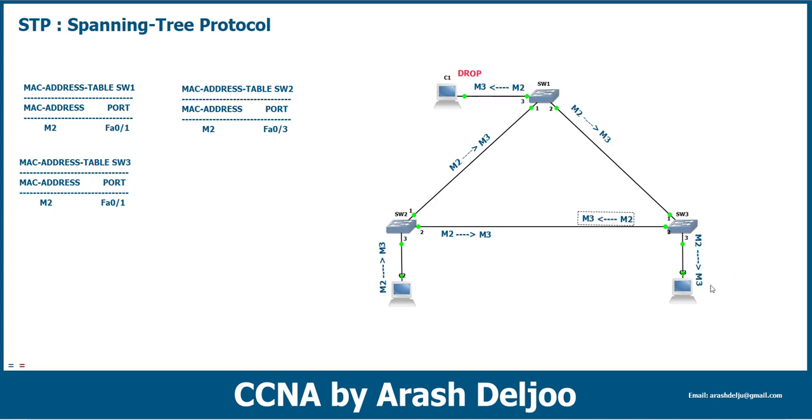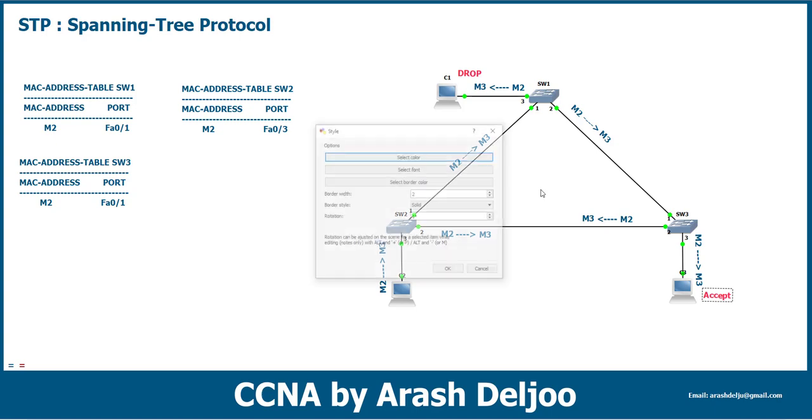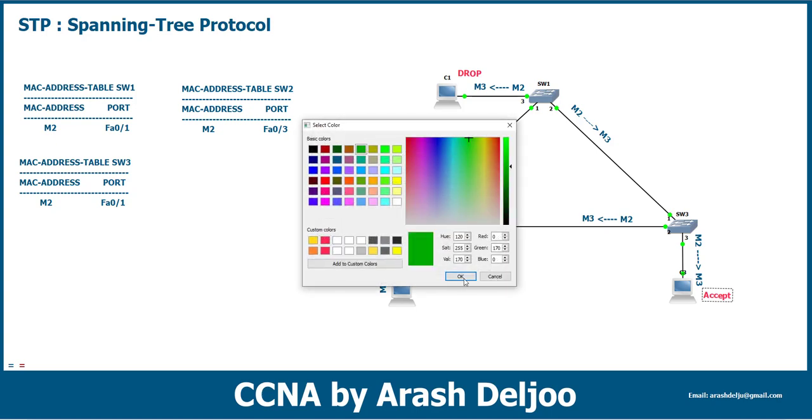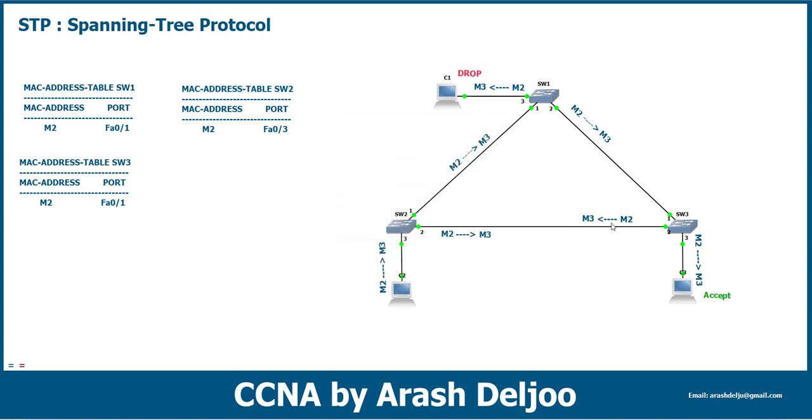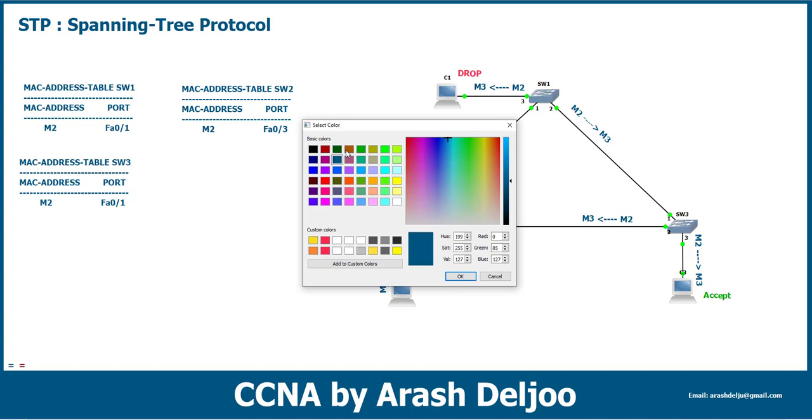And after that, the computer 3 should accept this frame because the destination MAC is MAC3, the MAC of the PC3. It's good. Okay. After that, we have now another, for example, frame. This frame again should be received. Let me change the color of the other frame.